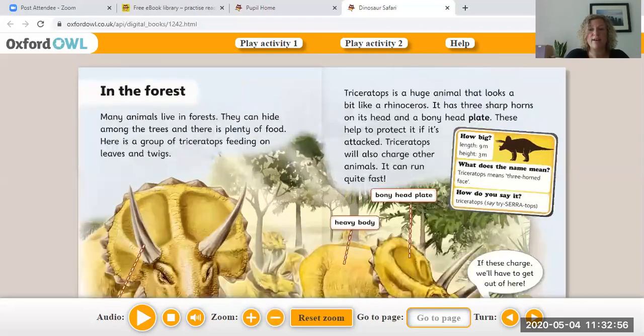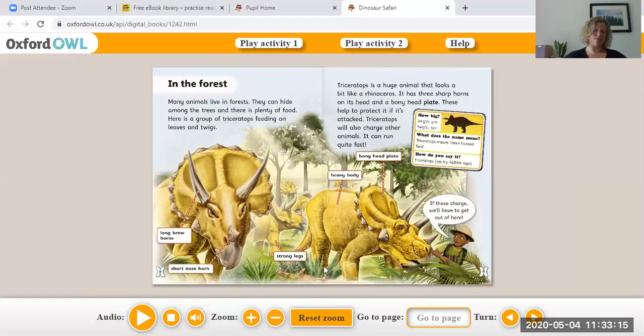Let's have a look at his fact file or her fact file. Length 9 meters, height 3 meters, so much, much smaller than the Brachiosaurus. Triceratops means 3-horned face. How do you say it? Triceratops.